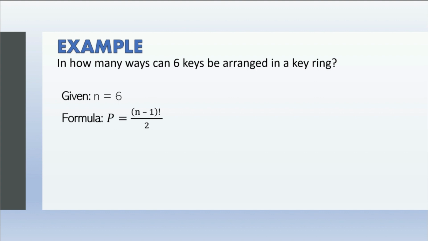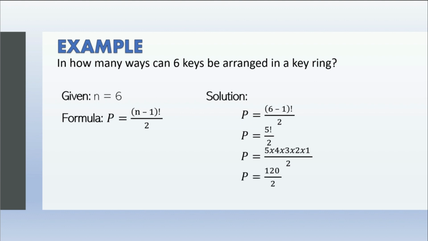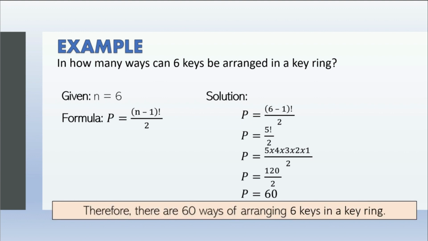Now, substituting the value of n to the formula, we have 6 minus 1 factorial all over 2. 6 minus 1 is 5. And now we have 5 factorial, which means 5 times 4 times 3 times 2 times 1, and which is equal to 120. We now have 120 over 2. 120 over 2 is equal to 60. Therefore, there are 60 ways of arranging 6 keys in a keyring.